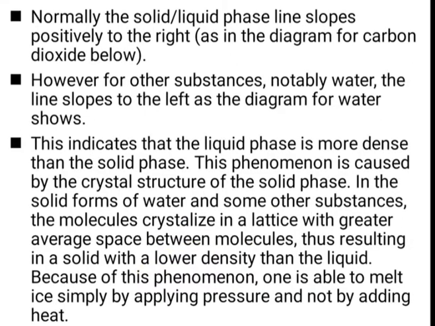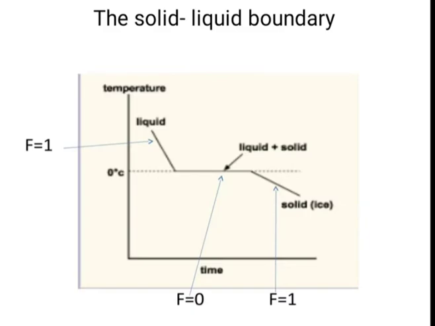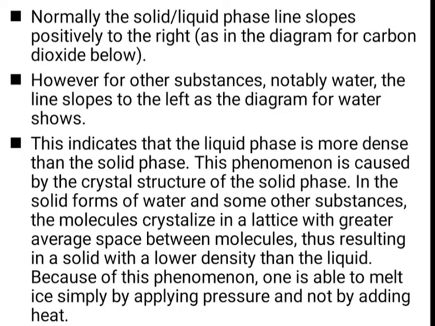Now, normally the solid-liquid phase line slopes positively to the right. However, for other substances, notably water, the line slopes to the left, as the diagram for water shows. So, you can see the diagrams for water and for carbon dioxide. The slope of the phase boundary is to the right for carbon dioxide and to the left for water, and this indicates that the liquid phase is more dense than the solid phase.